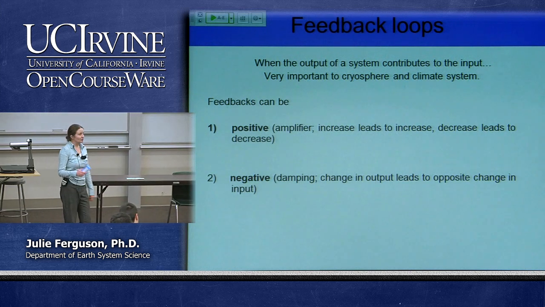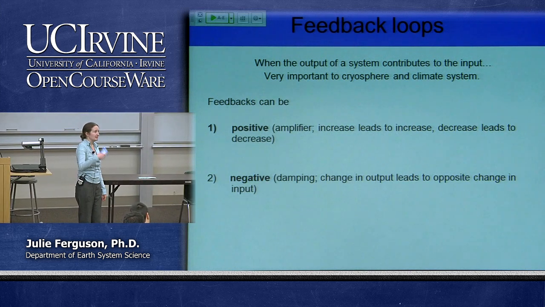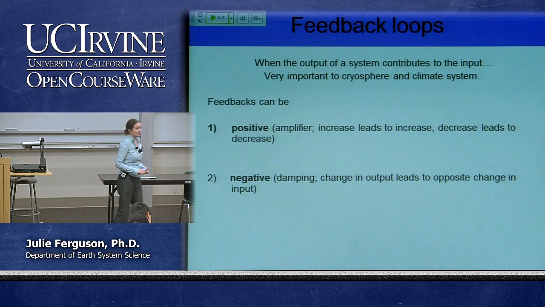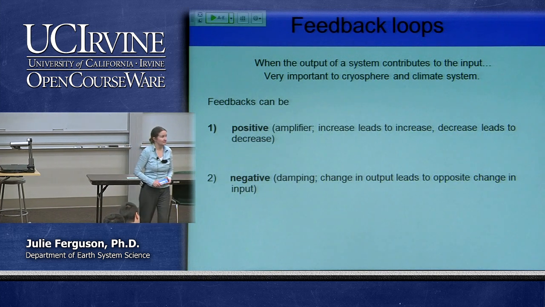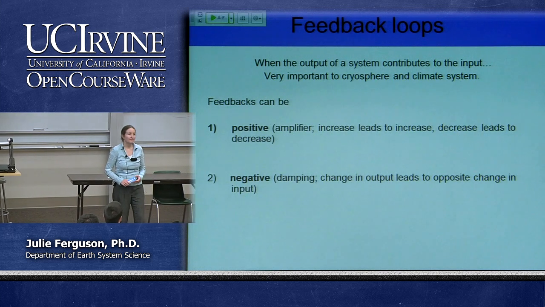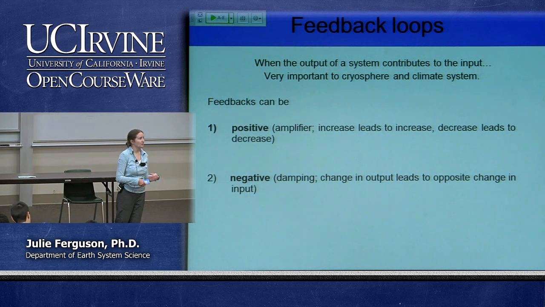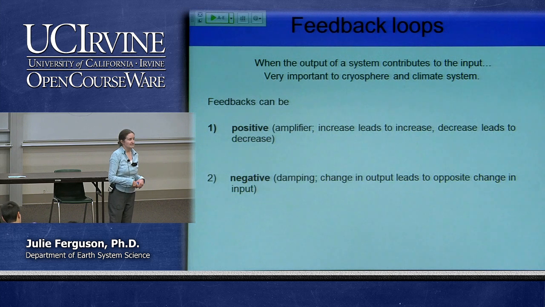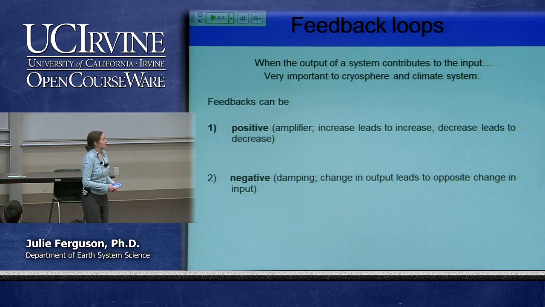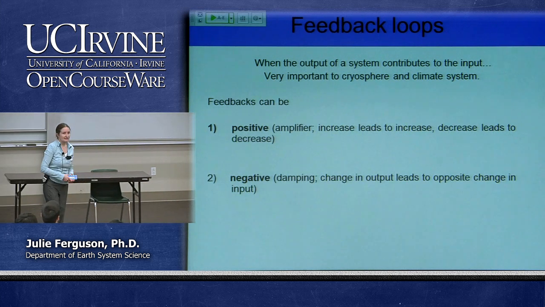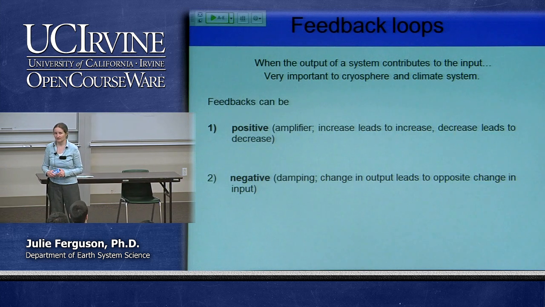So this is when an output of the system affects the input, and so it gets all very circular, but it is really important for the climate system. And we have two types of feedbacks. They can be positive and negative. And remember, that isn't anything to do with our desired outcome on climate. A positive feedback is not something that is good for climate.